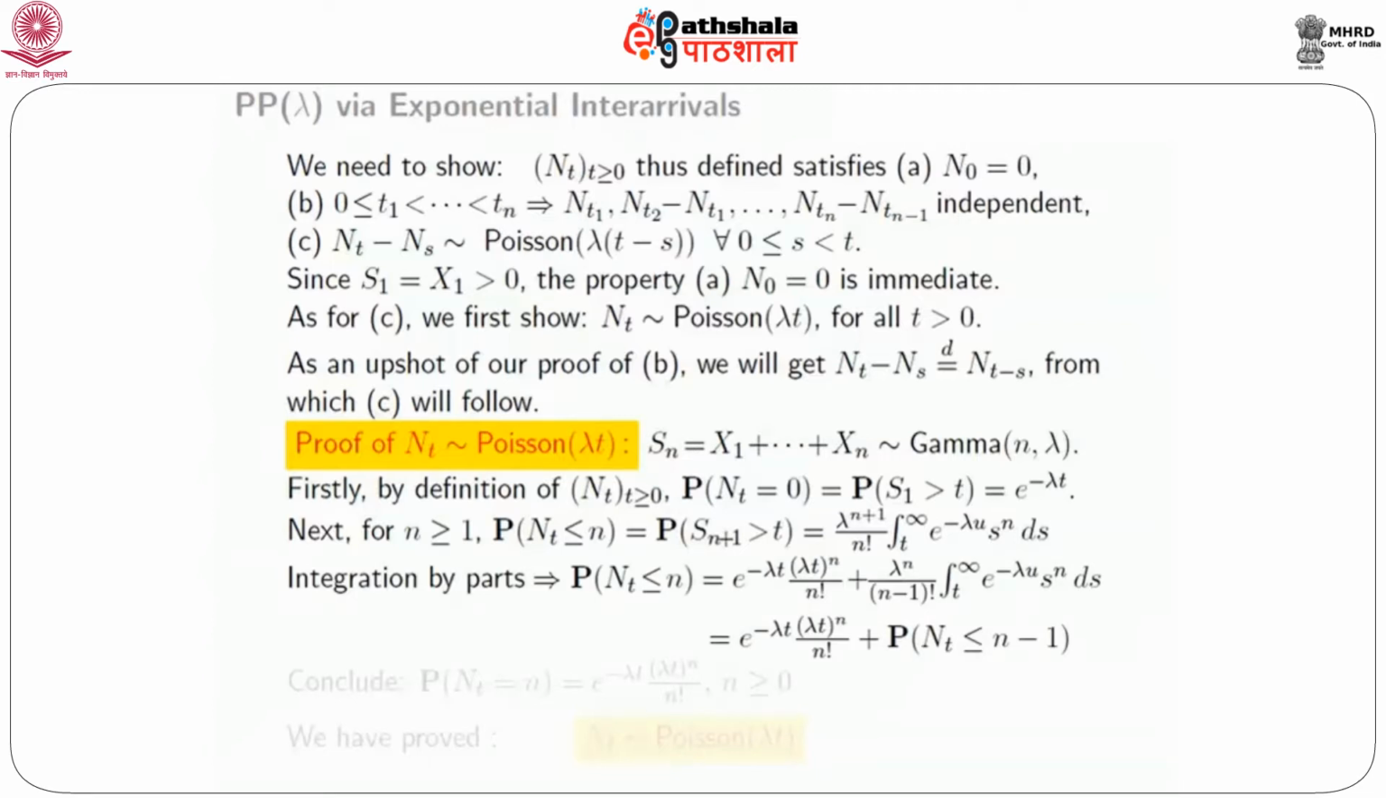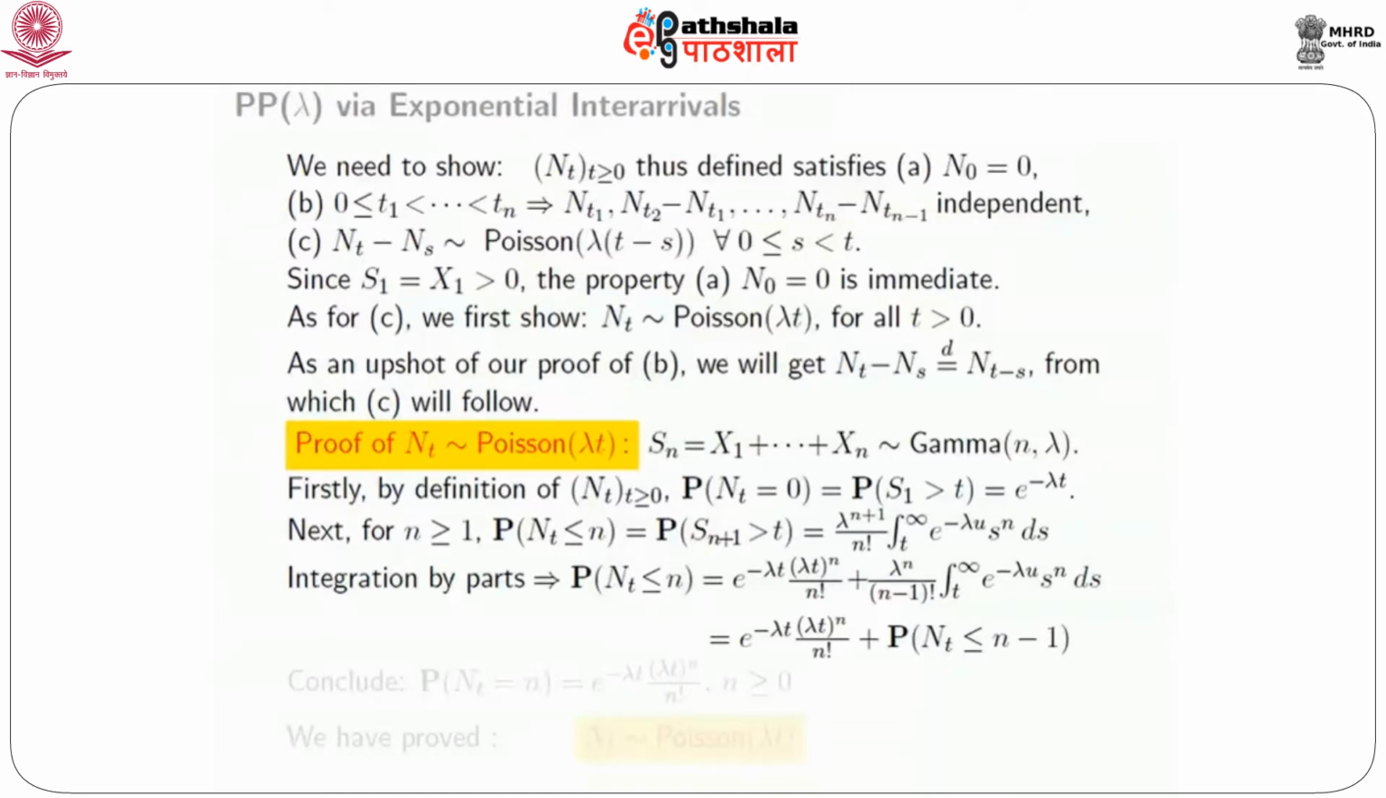Now let's turn to any n greater than or equal to 1. Let's try to calculate the probability that N_t is less than or equal to n. Now remember, N_t less than or equal to n means there are at most n events up to time t, which is the same as saying that the time of the (n plus 1)th event is strictly larger than t. But S_{n+1} is a gamma random variable with parameters n plus 1 and lambda. So we know what the density of that is. So we write this probability, S_{n+1} bigger than t, as an integral from t to infinity of that density. That's exactly what we've done here.